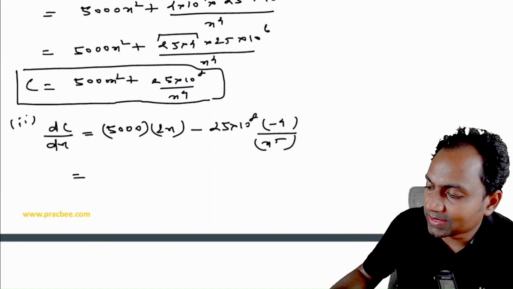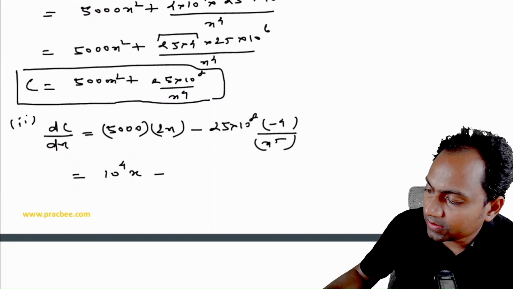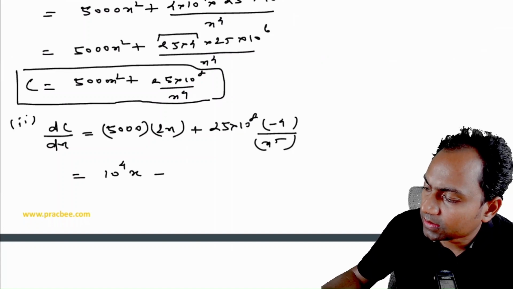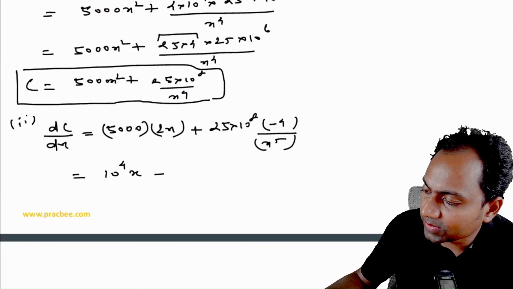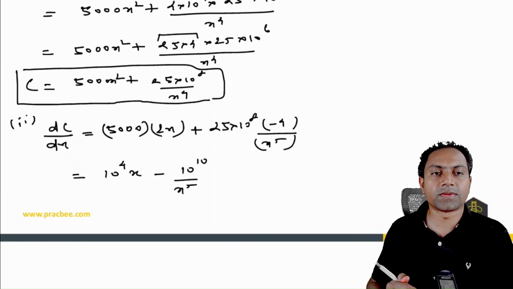Now if I simplify this, this comes out to be nothing but 10,000, or 10 raised to the power 4, x. Here there will be nothing but a minus sign, and 25 into 4 will become again 100. So this becomes 10 raised to the power 10 by x raised to the power 5. This is what we are getting.